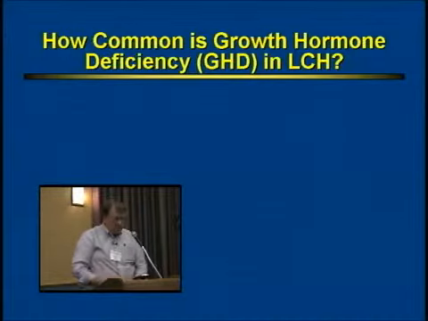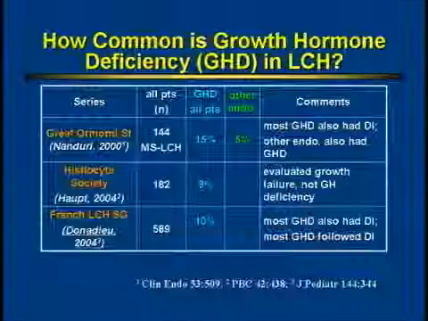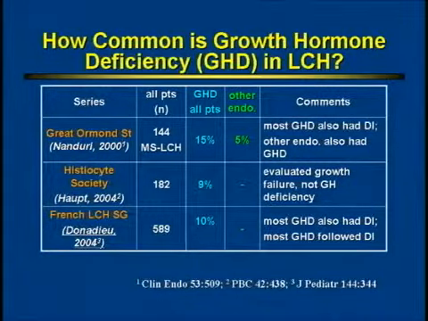So we mentioned that diabetes insipidus is the most common endocrine complication of LCH. Growth hormone deficiency is also seen. And here are 3 studies that have been reported in the literature that, again looking at high-risk patients, those with multisystem disease or other surveys, found an incidence of between 9 and 15%. And most of the patients who had growth hormone deficiency already had diabetes insipidus in each of these series. So they're usually linked, which makes sense.